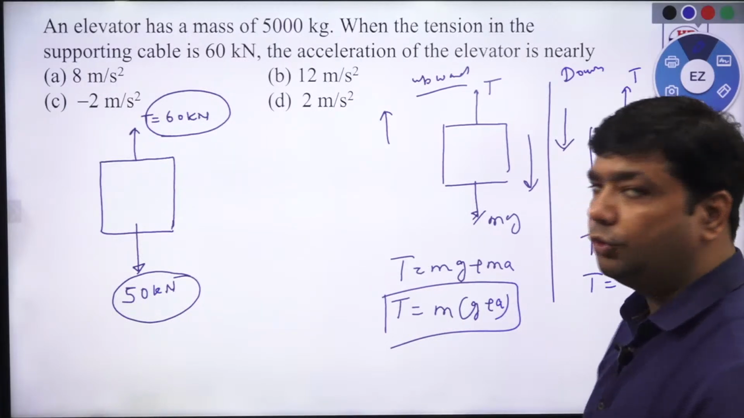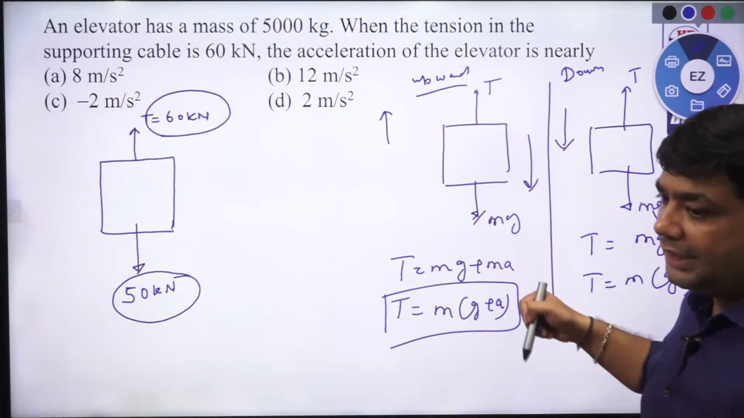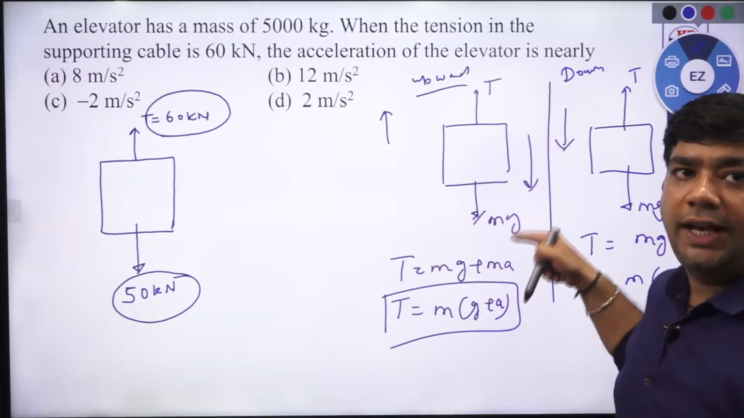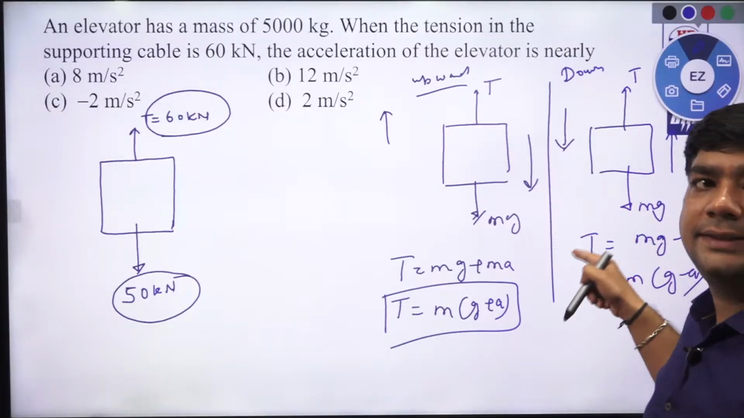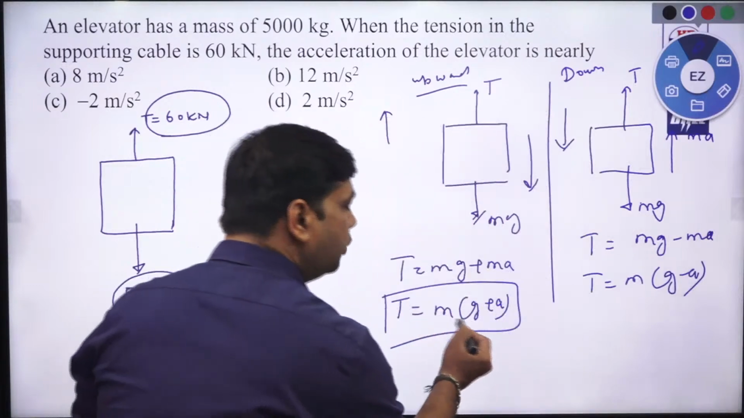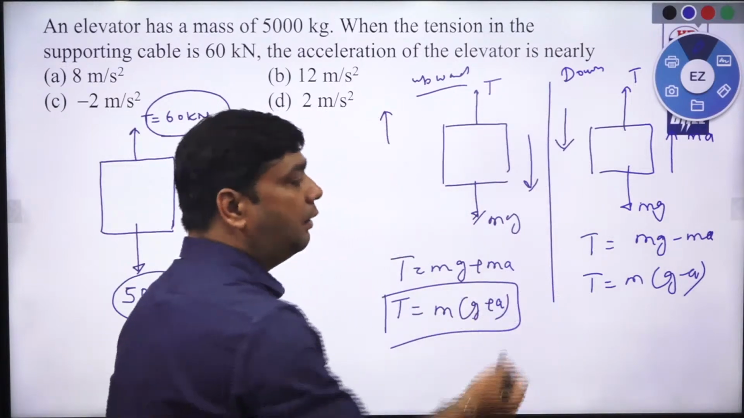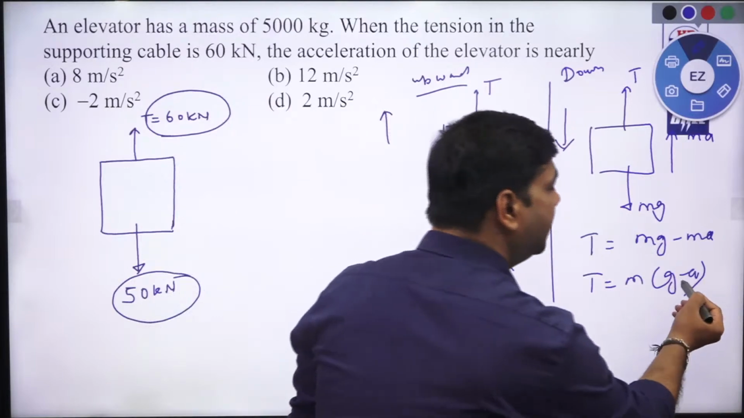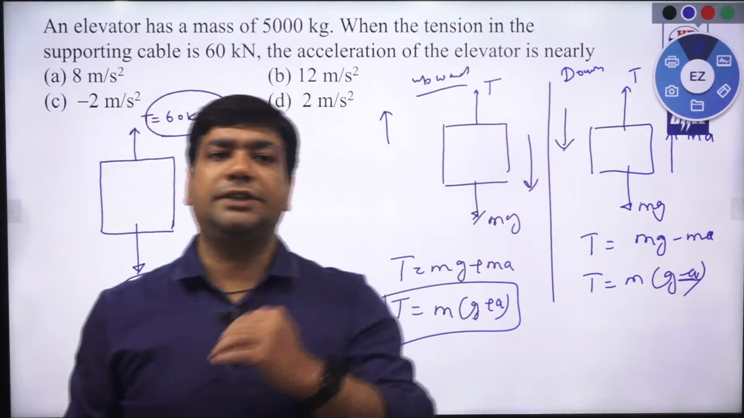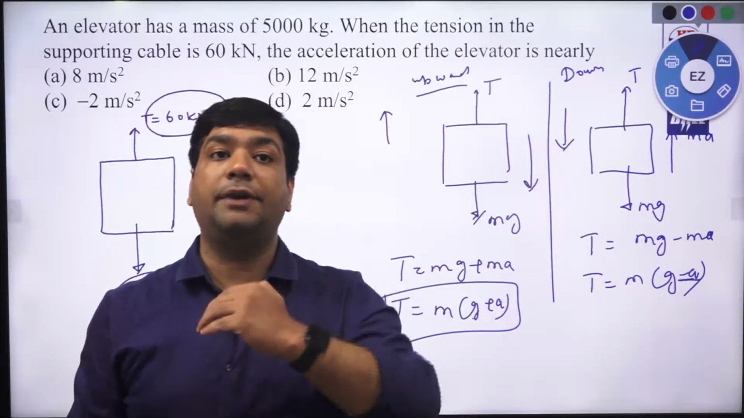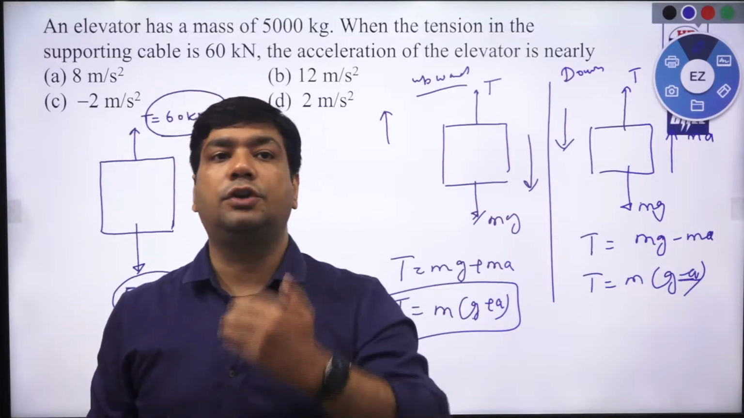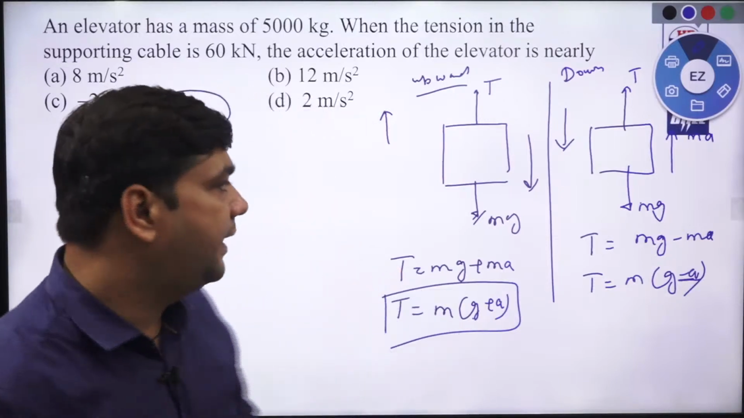From both cases you can see that whenever the lift is moving upward, your apparent weight is going to increase, whereas in the downward case the apparent weight is going to decrease, because in one case the tension equals m(g plus a), there is an addition, and in the downward case there is a subtraction. So when the lift is moving upward, the apparent weight increases, and when the lift is moving downward, the apparent weight decreases.